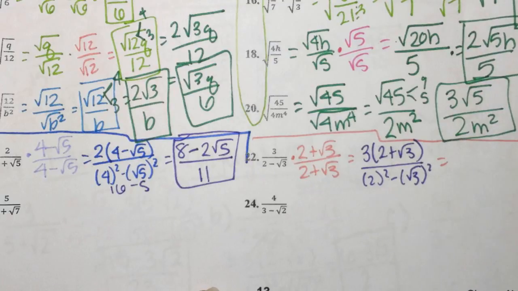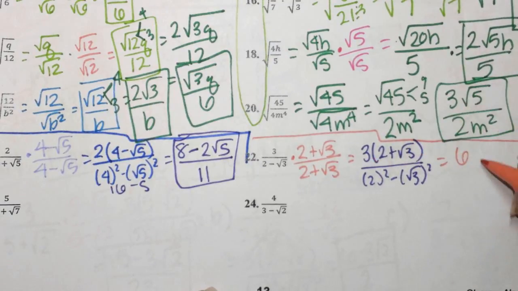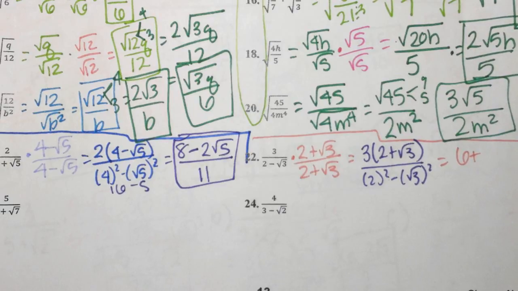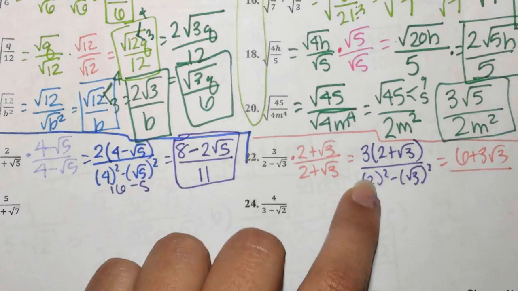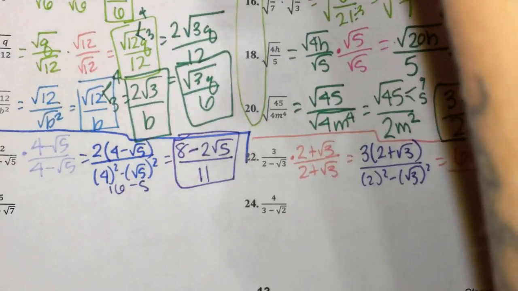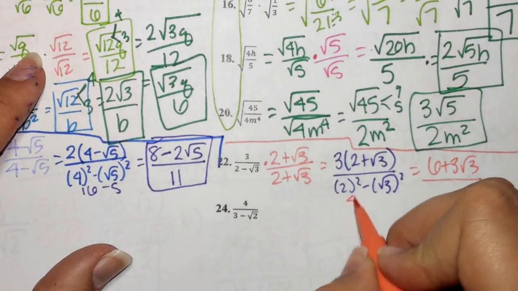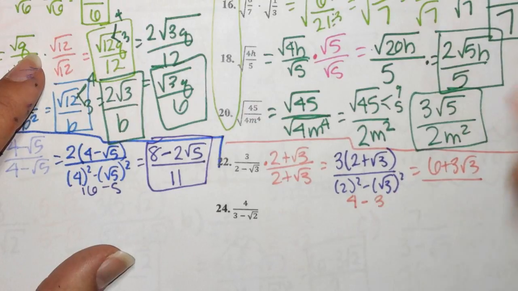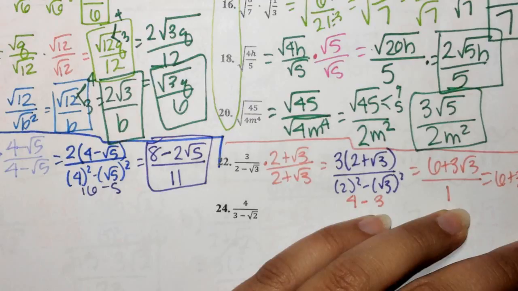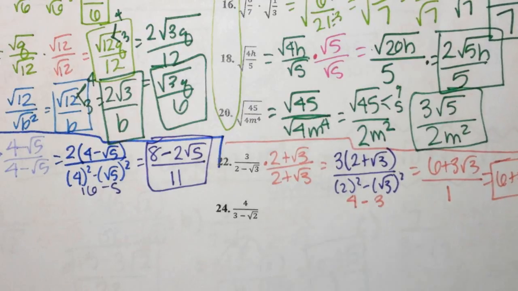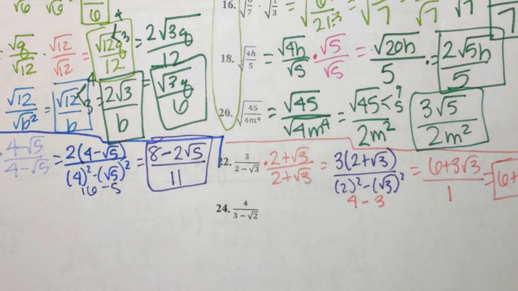All right, so then 3 times 2 is what? 6. And 3 times root 3 is 3 root 3. Divided by, all right, what's 2 squared? 4. And root 3 squared is 3. So that's divided by 1. So your answer is just 6 plus 3 root 3. Does anybody get that right? Okay.